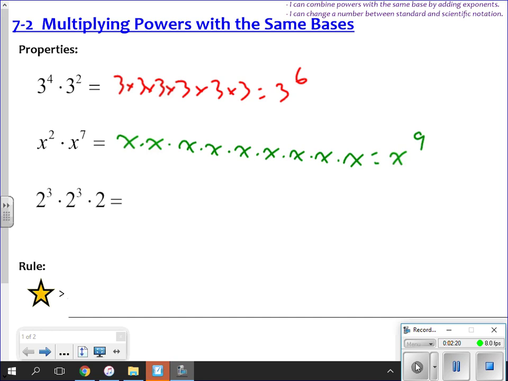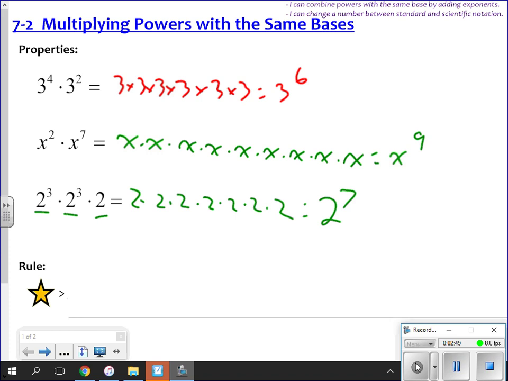If I do the same thing with this last one, 2 cubed, 2 times 2 times 2. That takes care of this one. Ooh, I got it again. 2 times 2 times 2. That takes care of this one. And then I got one more 2 to tack on there. And I'd be multiplying all of them together. And how many do I have? 7.